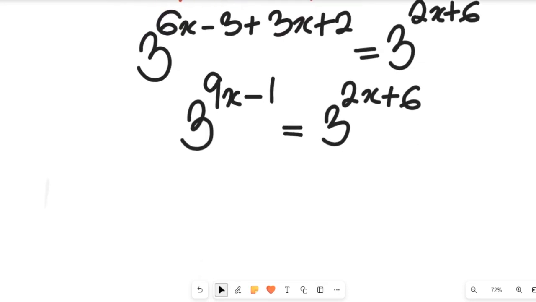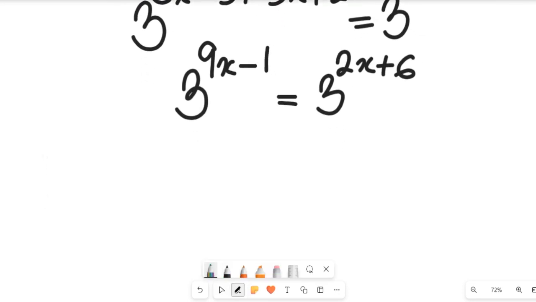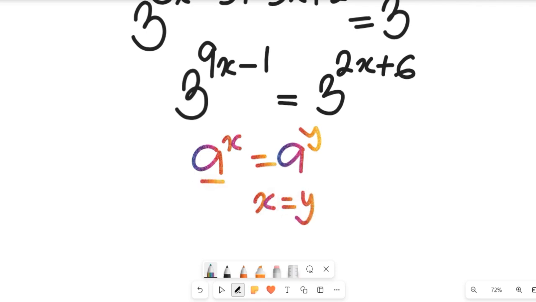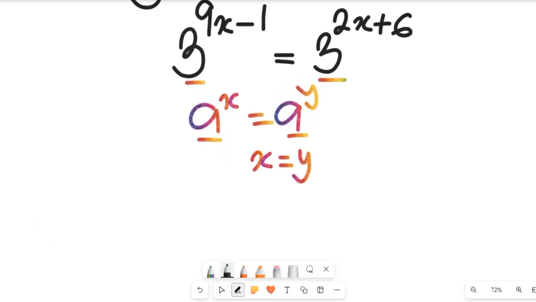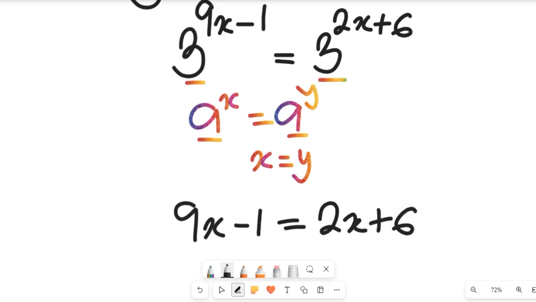Now recall this law of indices that if you have a to the power of x equal to a to the power of y, that x can be equal to y. Why? Because they have common base. So since we have common base here, we're going to equate the exponents. And the exponent will give us 9x minus 1 equal to 2x plus 6. Great.